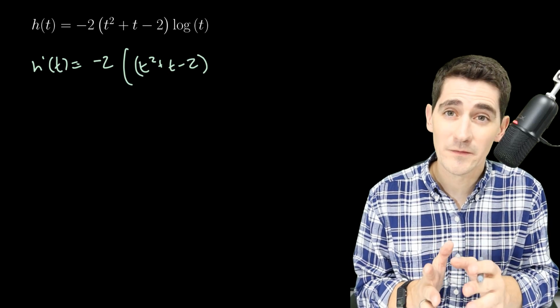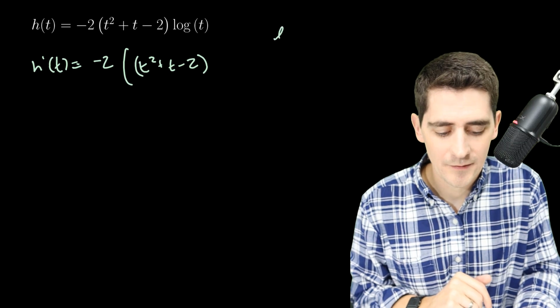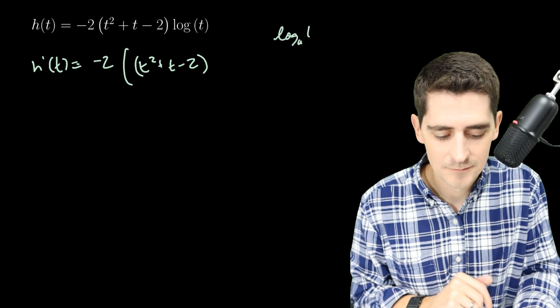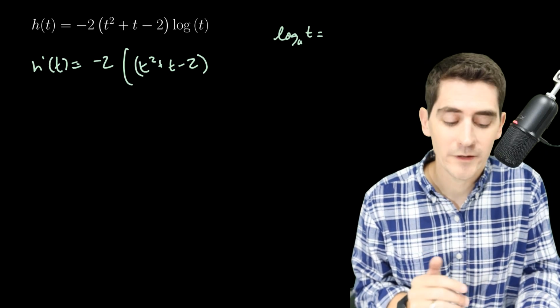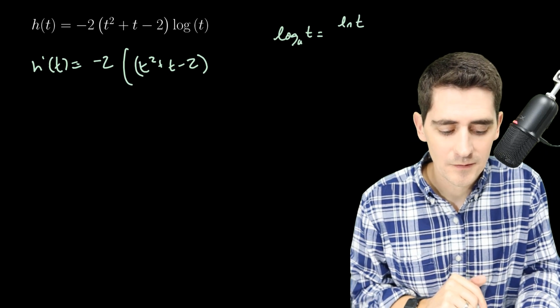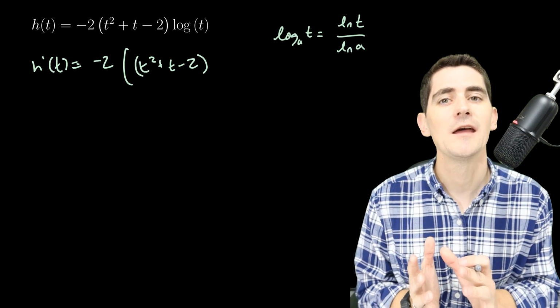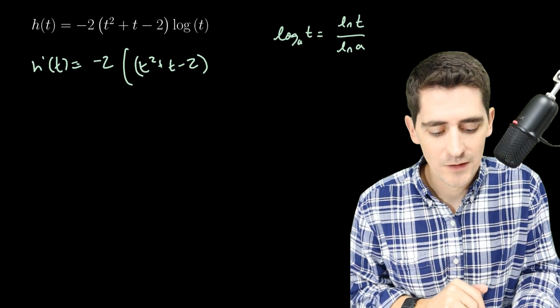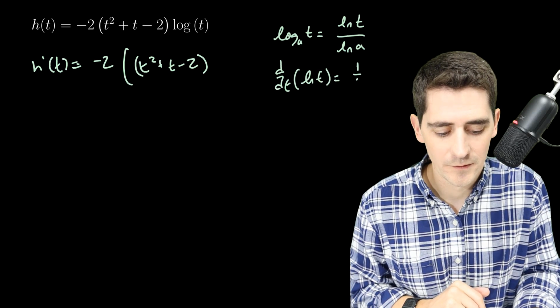Now, if you forget the derivative of log, that's okay. The easiest way to remember that is log base a through change of base formula. You can change your base to anything you want. I'm going to use the natural log. It's the same as natural log of t over natural log of a. Natural log of a would be a constant. And we know that the derivative of natural log of t is just 1 over t.